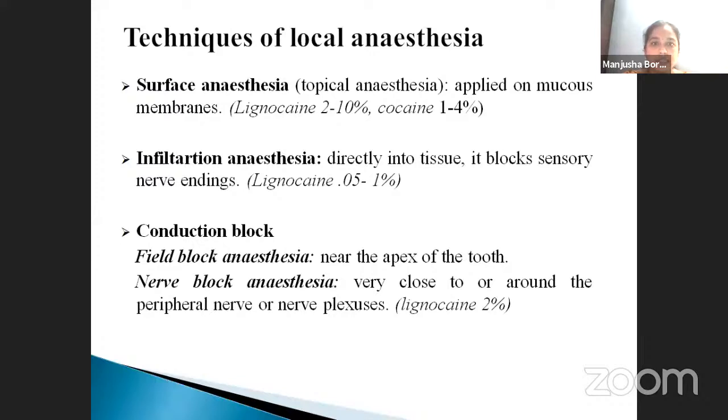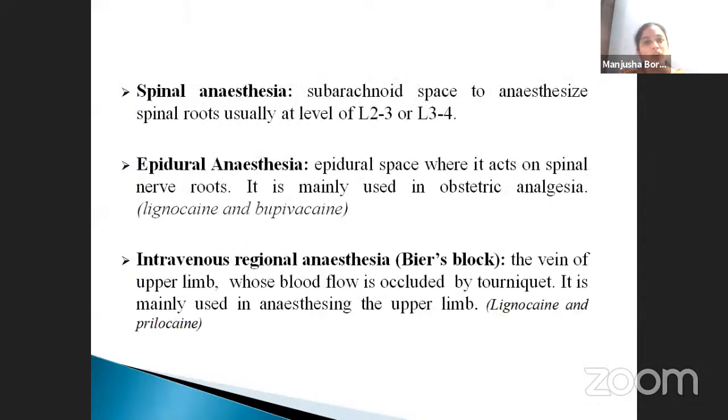In field block anesthesia, local anesthetic is directly injected near the apex of the tooth, and in nerve block anesthesia, local anesthetic is injected very close to or around the peripheral nerve or nerve plexus. We have spinal anesthesia, in which local anesthetic is injected in the subarachnoid space to anesthetize the spinal root. Epidural anesthesia, in which local anesthetic is injected in the epidural space, is most commonly preferred for obstetric analgesia. And the last one is Bier's block, which is mostly used in anesthetizing orthopedic surgical cases on the upper limb.